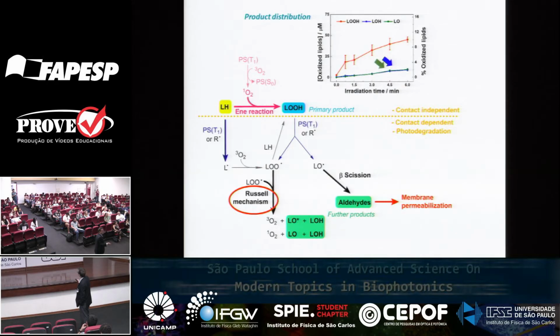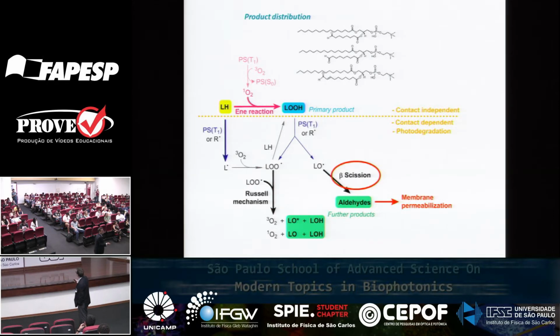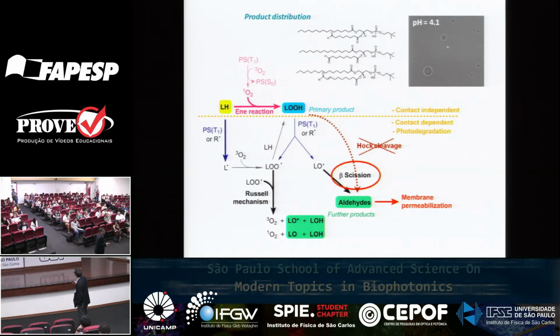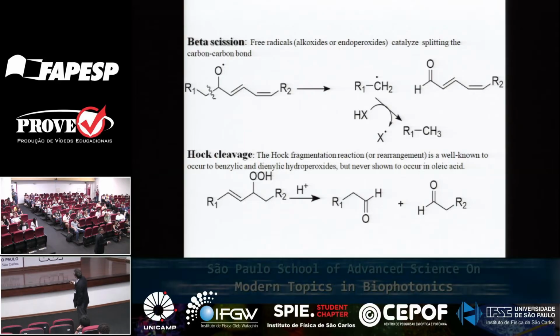And so I'll go a bit into the end point. The other thing that we need to discuss here is the mechanism by which alkoxyl leads to aldehydes. There is a mechanism called beta scission, in which the alkoxyl has a break here, and you form the aldehyde, and you break this chain. So here, you form a truncated lipid aldehyde.